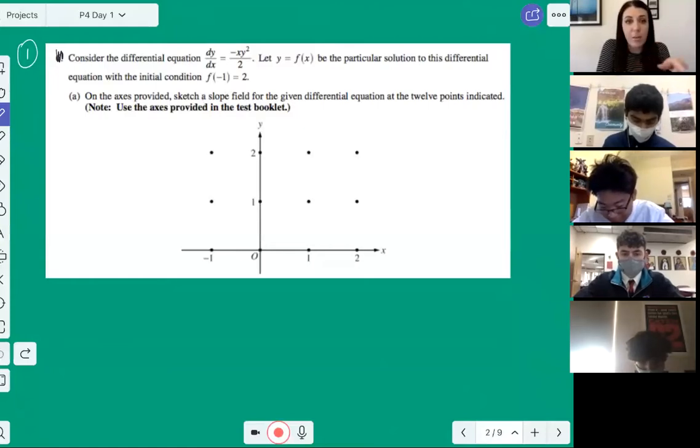So just draw an XY plane. It needs to go from negative 1 to positive 2 on the X, and then needs to go from 0 to positive 2 on the Y. There are 12 points indicated, so just draw a little dot at each of those points. Everyone should be doing this right now.